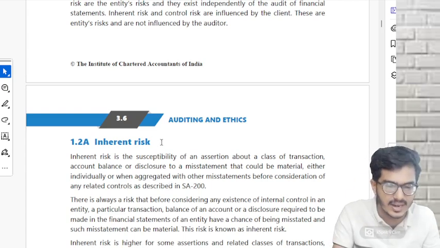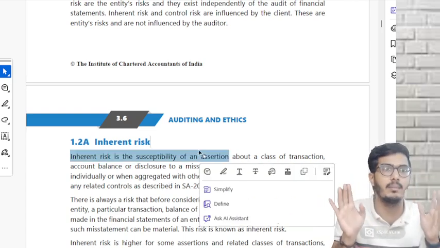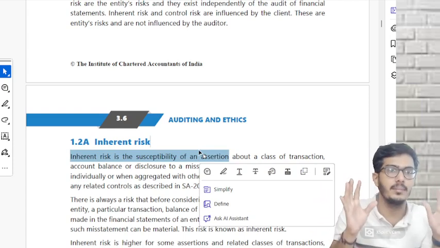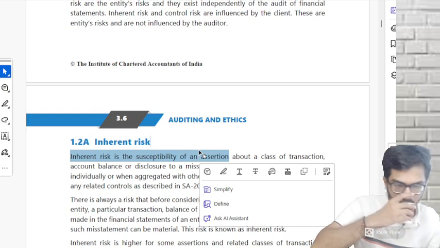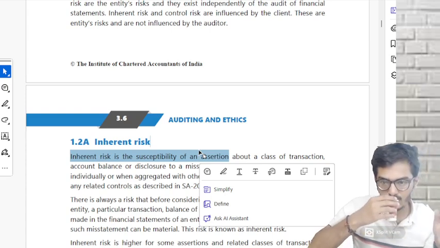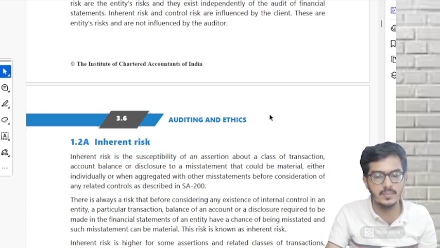Please put in brackets here "inherent risk" and write "because of the nature of the item." Because of the nature of the item.